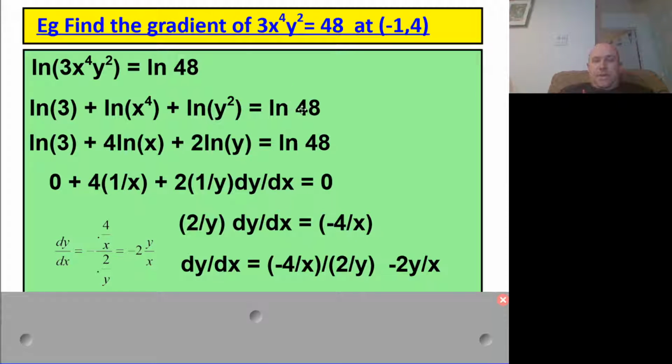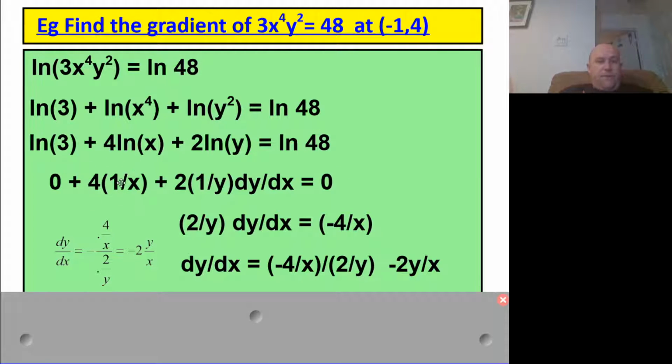Remember, ln of 48 is just going to be a number, so when I differentiate that, it's going to be 0. Also, using the rules of logs, I can bring exponents to the front, and then the differential of a number is 0. Differential of ln of x is just 1 over x. Differential of ln of y is 1 over y, but as it's a y, I need to put dy by dx. And once again, ln of 48 is a number, so when I differentiate it, I get 0.